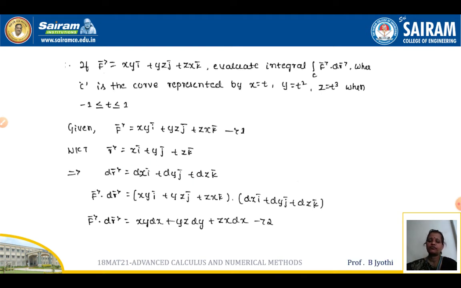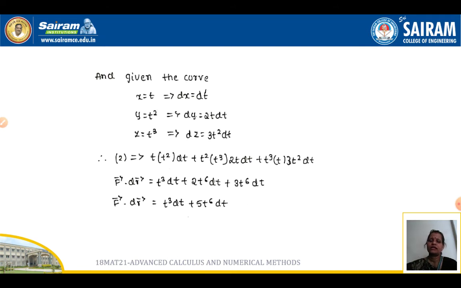Therefore, what was our equation 2 actually? The equation 2 is F dot dr, that is xy dx plus yz dy plus zx dz. So that is equal to t into t square dt plus t square into t cube into 2t dt plus t cube into t into 3t square dt. On simplification, we get t cube dt plus 2t power 6 dt plus 3t power 6 dt, which can be added as 5t power 6 dt. This is our F dot dr.